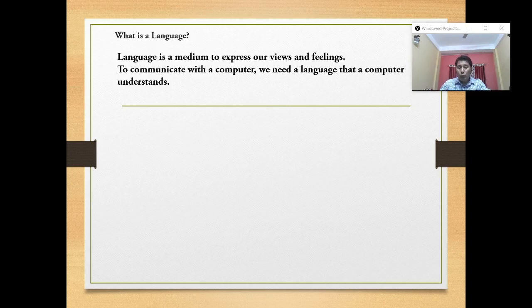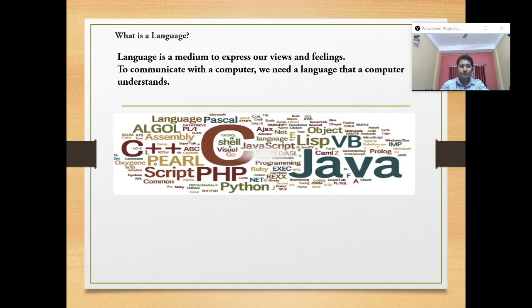So if you want to communicate with the computer, we do need a language to communicate with the computer, and it has its own language and we call it as a computer language, means the language that computer can understand. So here are some of the examples of different languages that we can use to communicate with the computers, like C, C++, Java, Lisp, Python and many more.